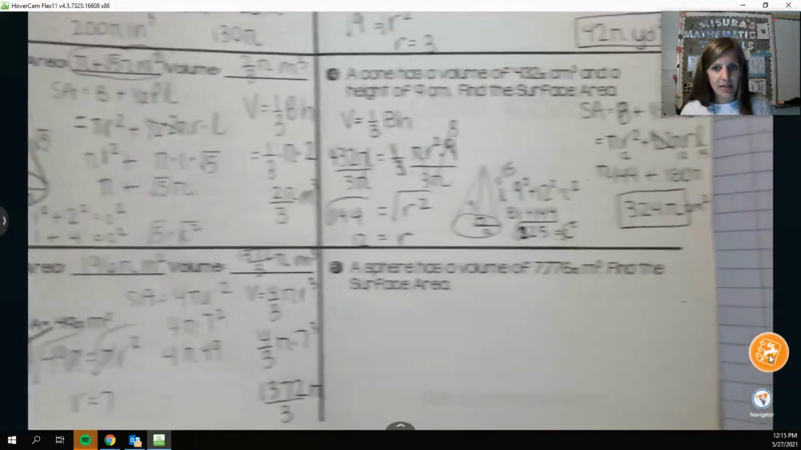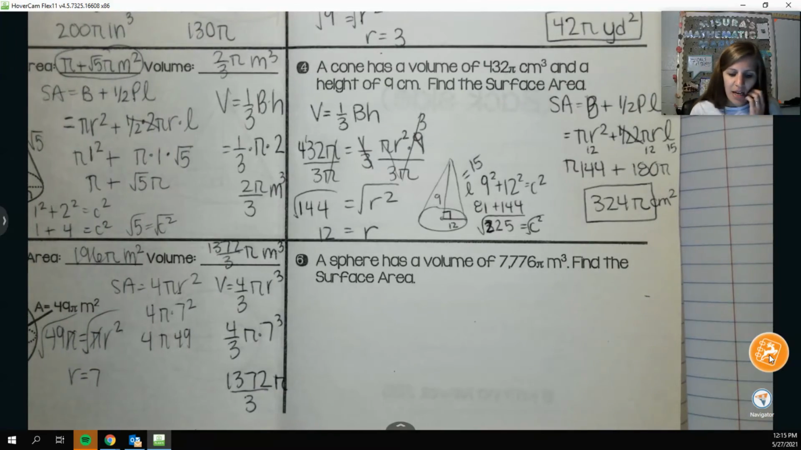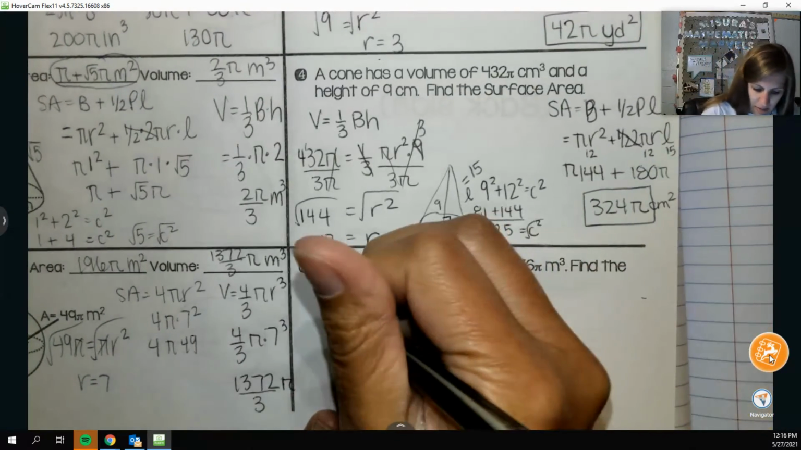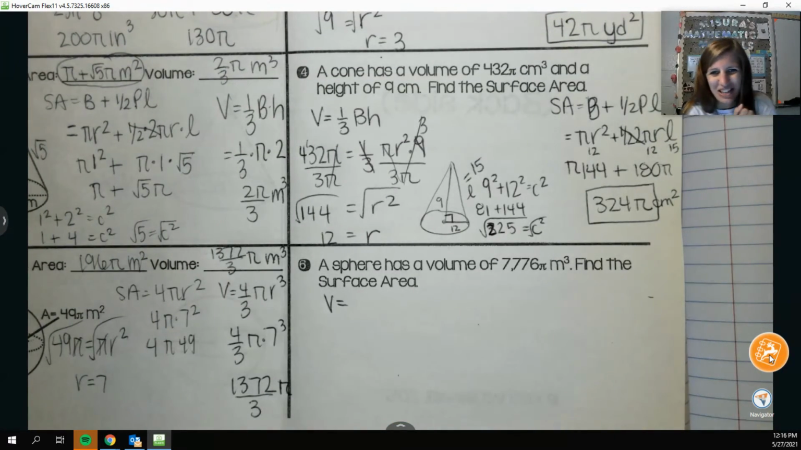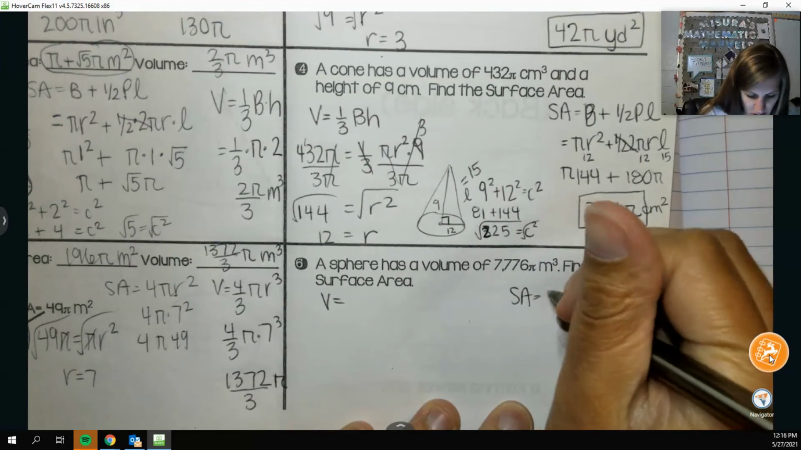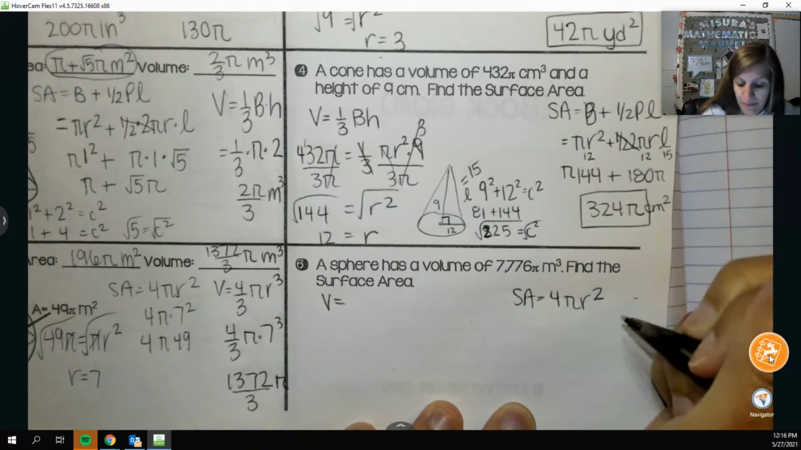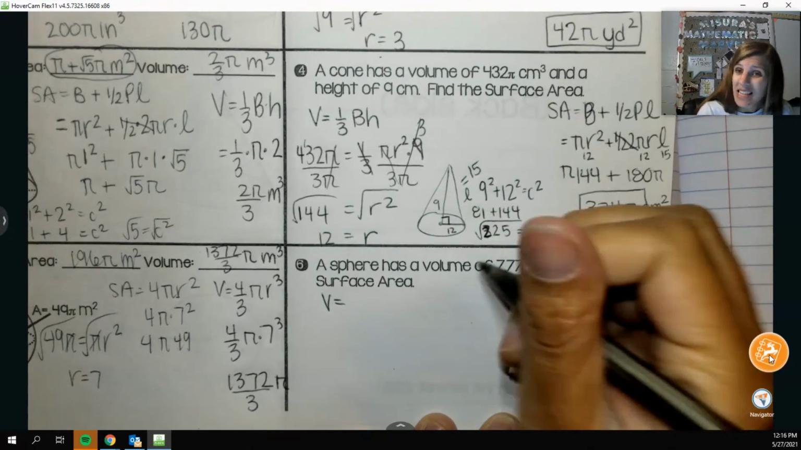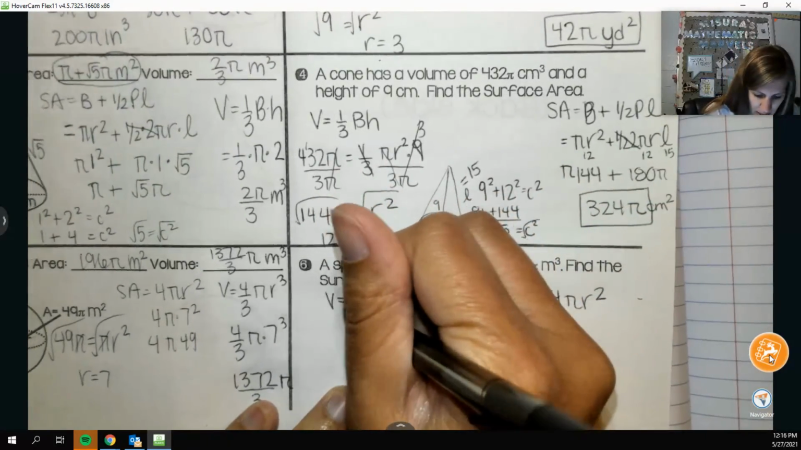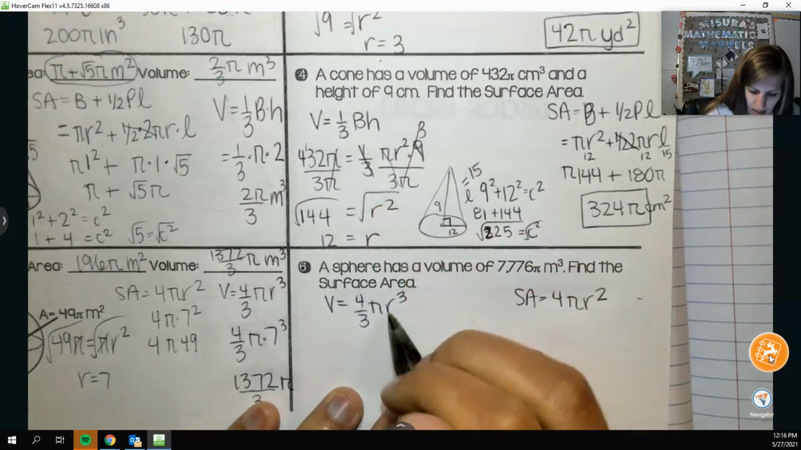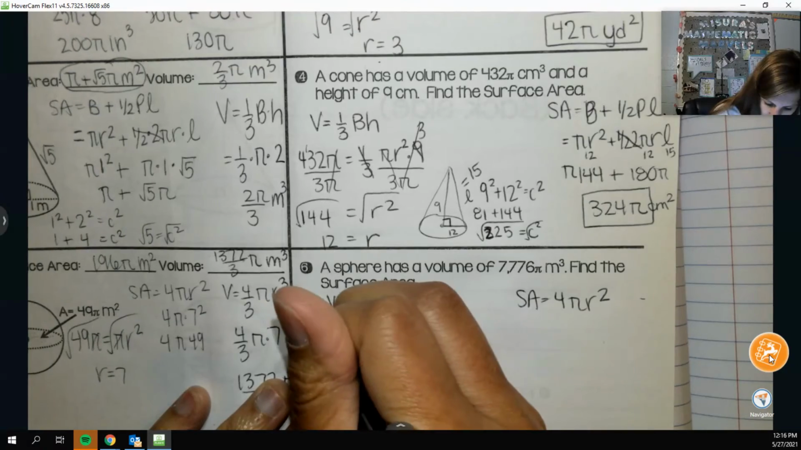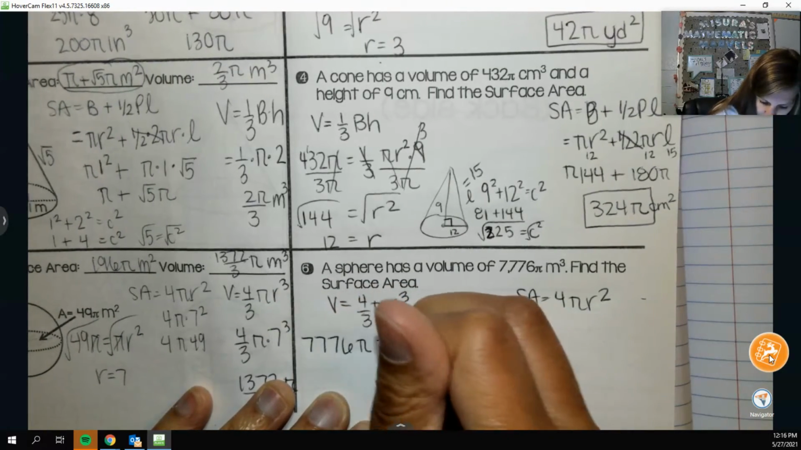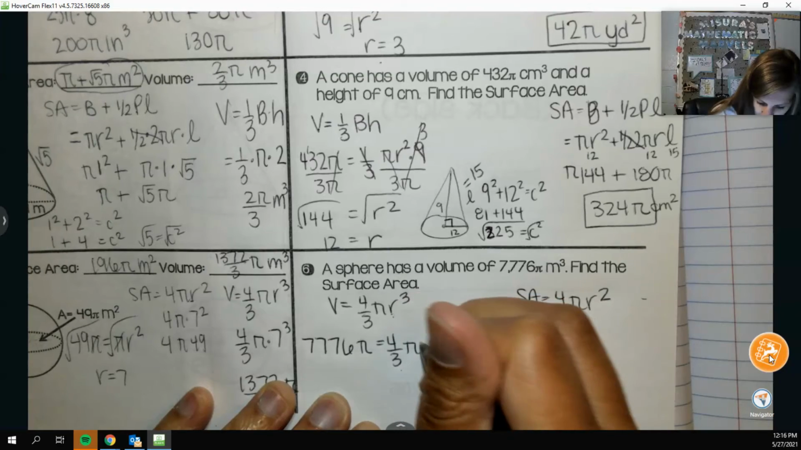And so last but not least, let's get another little backwards problem going here. If a sphere has a volume of 7776 pi meters cubed, find the surface area. Okay, so if I want surface area, I need to do 4 pi r squared. They didn't tell me radius. What they did tell me is volume, which I have a formula that will help me to get radius. So we'll put that volume in for V, so 7776 pi equals 4/3 pi r cubed.